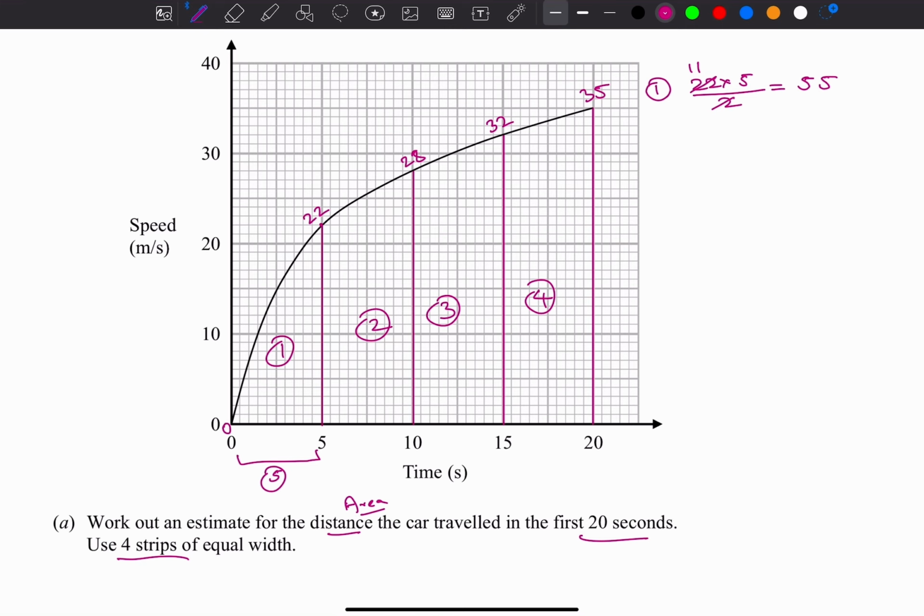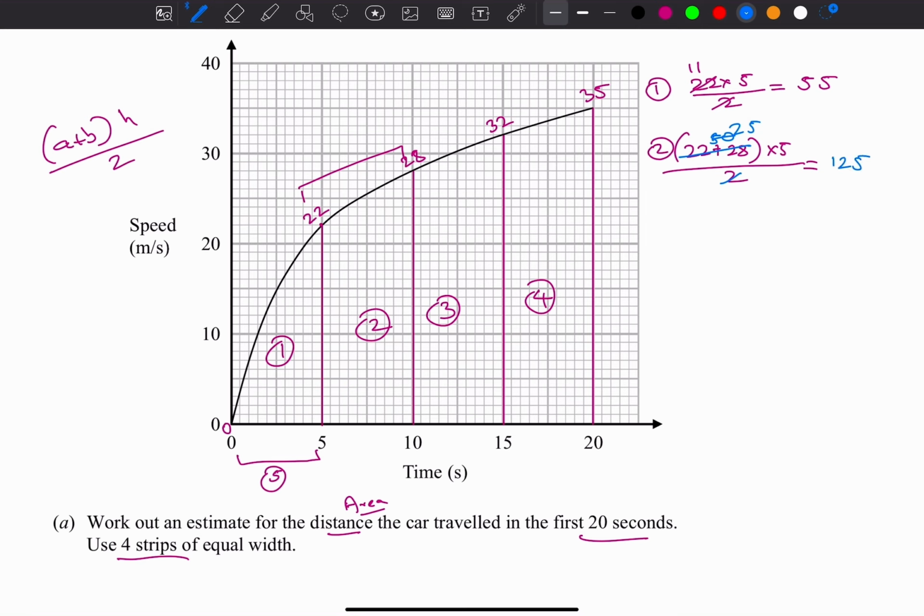The other ones are trapeziums. Remember, the formula for a trapezium is a plus b times the height divided by 2. You add the parallel lines, multiply by the height, divided by 2. What are your parallel lines in here? These two are your parallel lines. So for the second one, 22 add 28 times the height, which is 5, divided by 2. I know that 22 add 28 is 50. 50 divided by 2 is 25. 25 times 5 is 125.